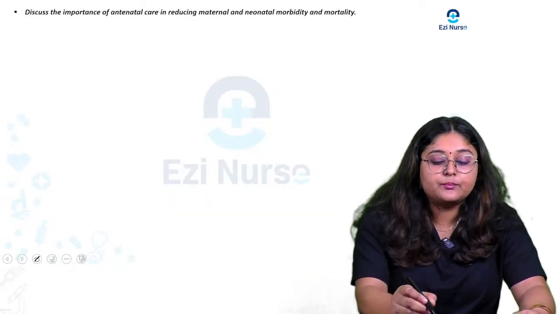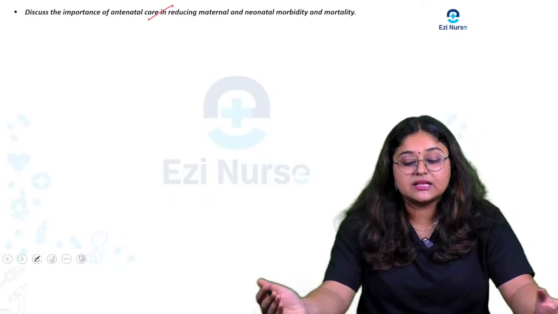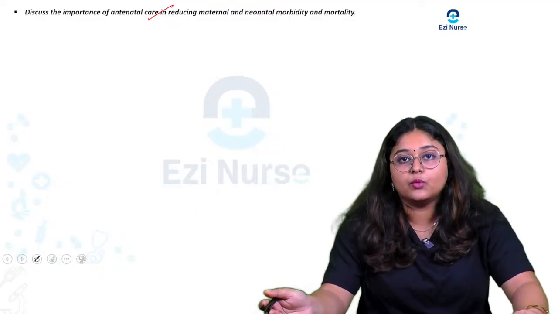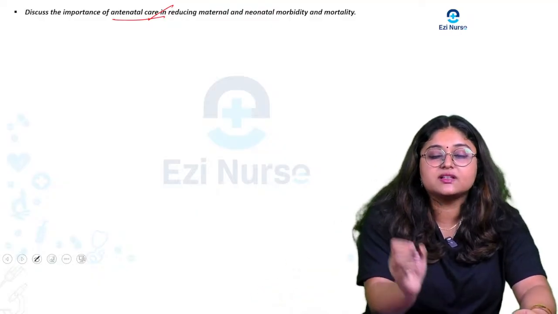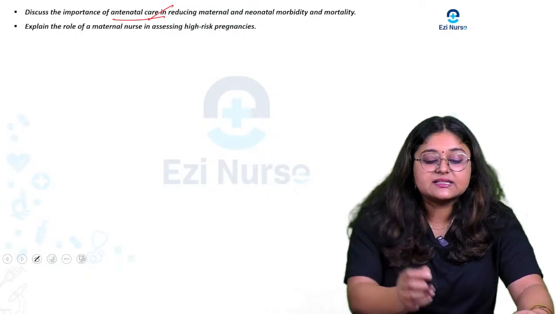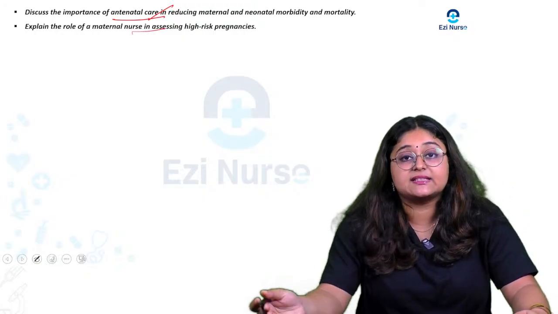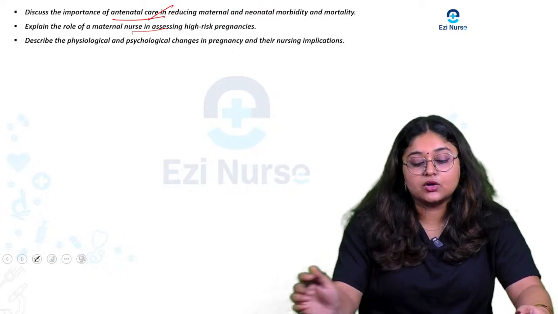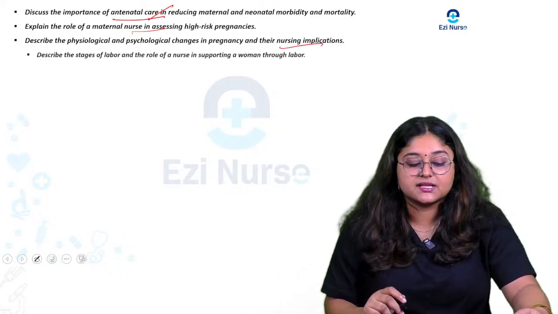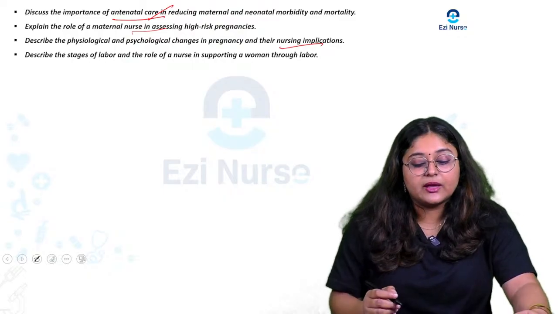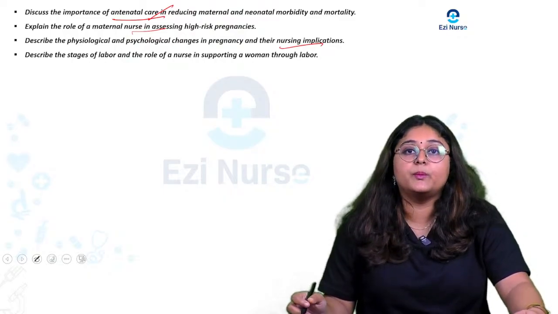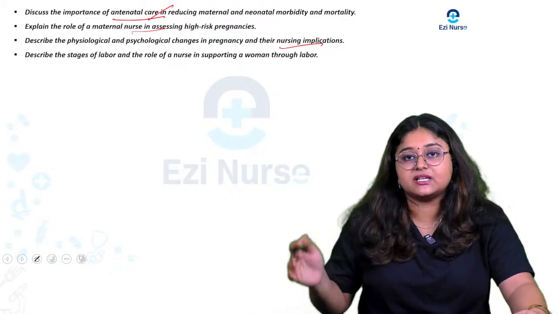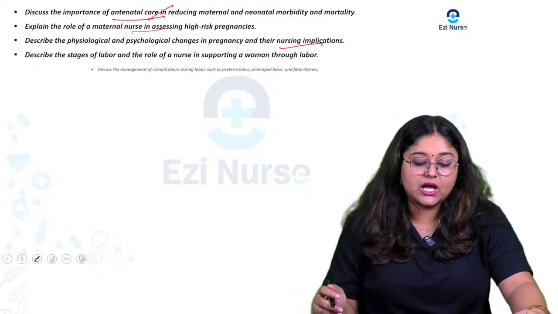Discuss the importance of antenatal care in reducing maternal and neonatal morbidity and mortality. Here you have to focus only on maternity care. Next, explain the role of the maternal nurse in assessing the high risk pregnancy. Next, describe the physiological and psychological changes in pregnancy and their nursing implications. The stages of labor and the role of a nurse in supporting women throughout labor. Each and every stage, from the first till the fourth, you have to write.